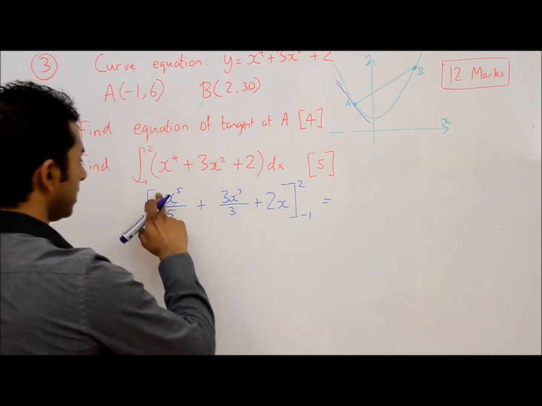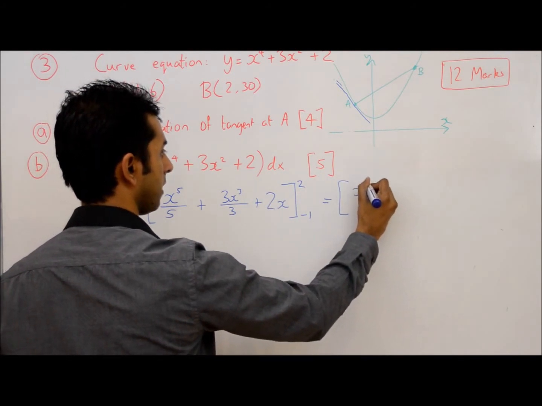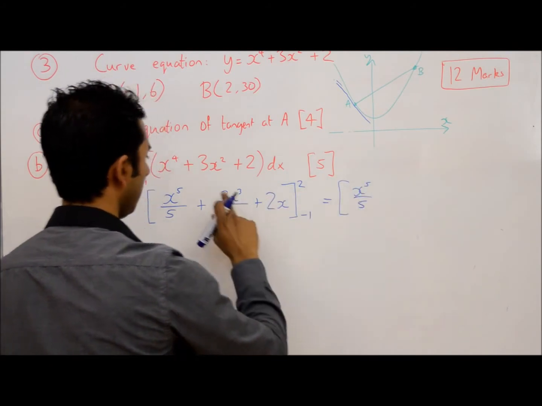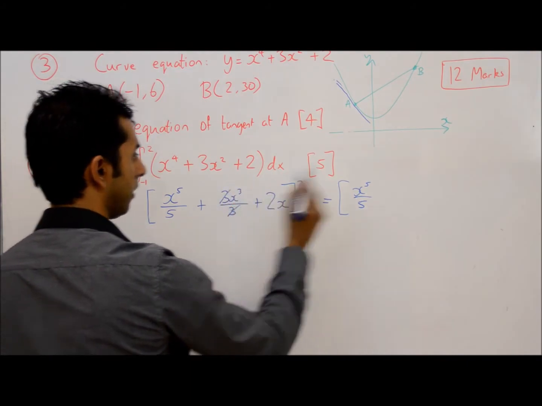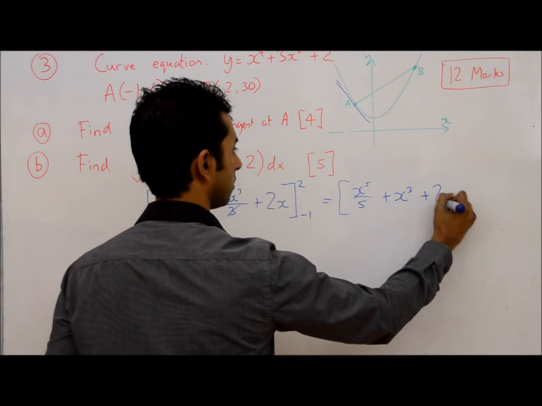I'm just going to simplify this now. So I'm happy with x to the 5 over 5. But here the 3's will cancel out, leaving you with just x cubed plus 2x.